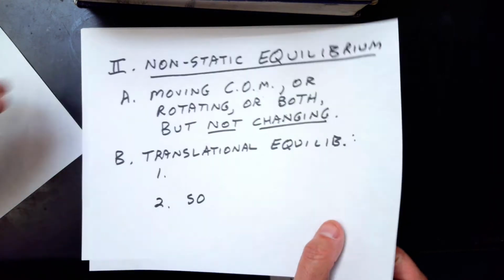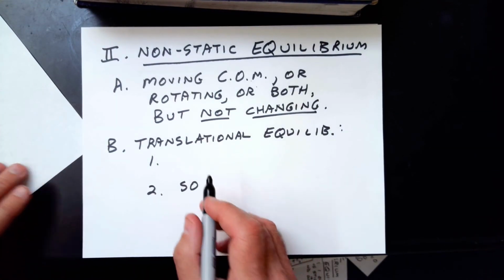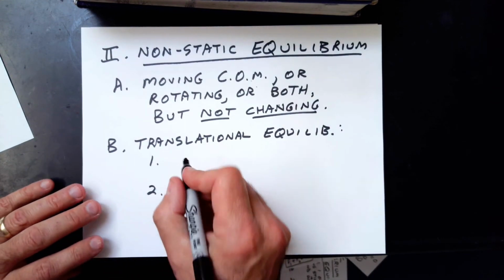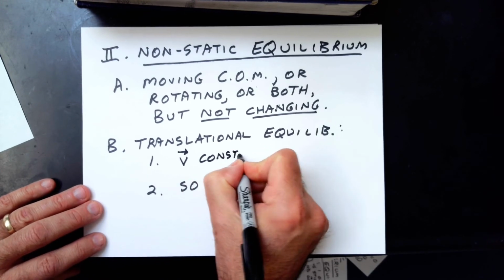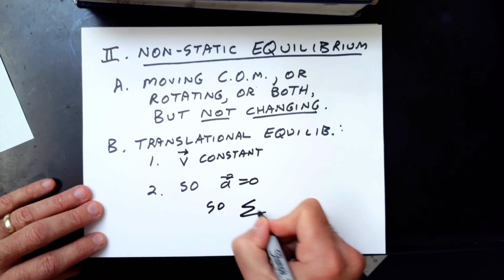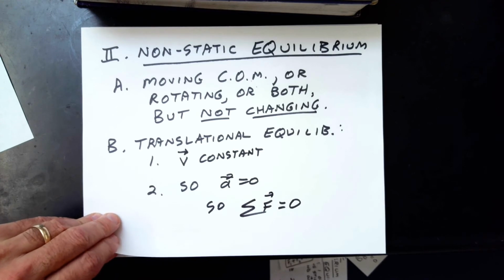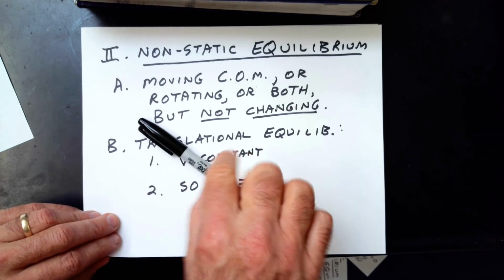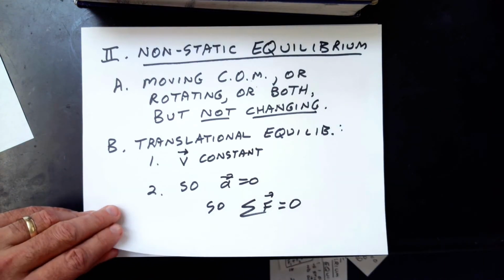All right, and then the final thing I want to show you is a much less important case of non-static equilibrium. That's when something is moving, but the motion is not changing. So if we're talking about translational equilibrium, that's what you had in 9th grade. That's where the velocity is constant. So a equals 0, so sum of the forces equals 0. That's Newton's first law. We did that in 9th grade. That's translational equilibrium. You're talking about the center of mass moving, but straight and at a steady speed, because the sum of the forces is 0.